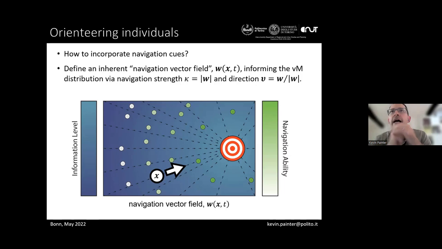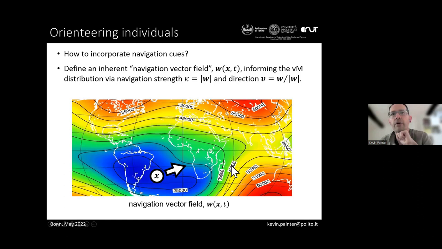And that navigation vector field then simply informs the navigation strength kappa in that von Mises distribution and the dominant direction nu in that von Mises distribution. So this W of x and t directly informs the inputs for that von Mises distribution. In a very general setting, W is just some sort of vector field that you lay down. But in a real-world scenario, that vector field could depend on, for example, the geomagnetic field, because certain animals use that geomagnetic field information.